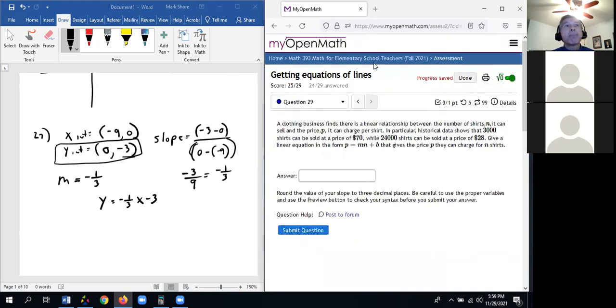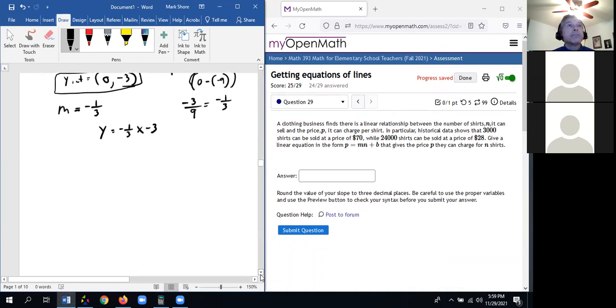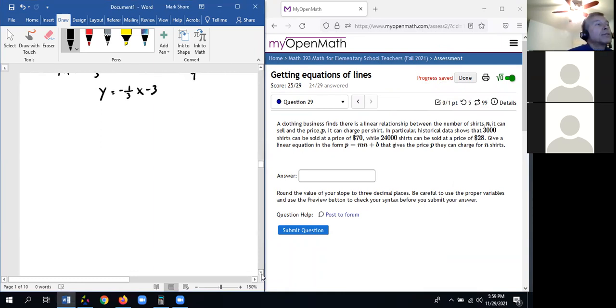And another one. So this last one here, let's get this one. On 29, we have a clothing business that finds there's a linear relationship between the number of shirts N that can be sold and the price P it can charge. In particular, historical data shows that 3,000 shirts can be sold at a price of 20.